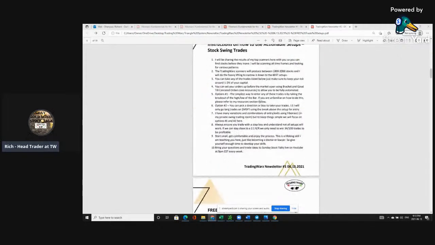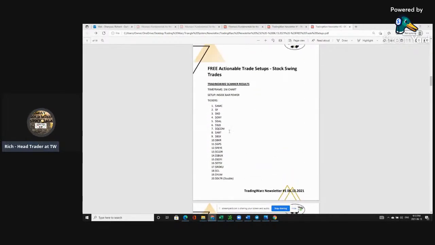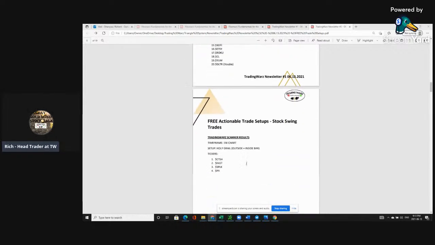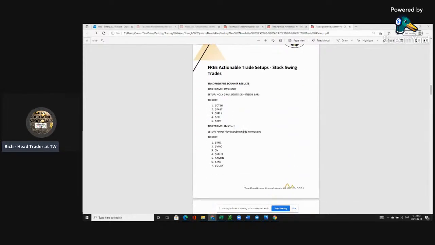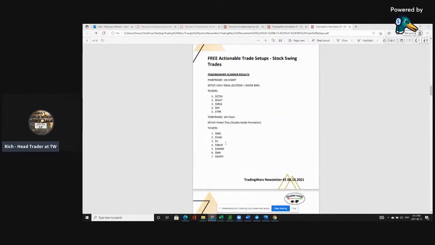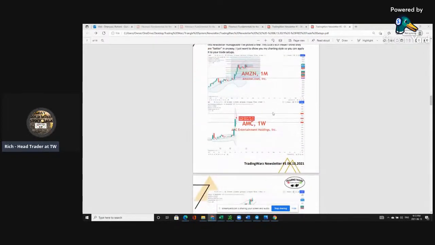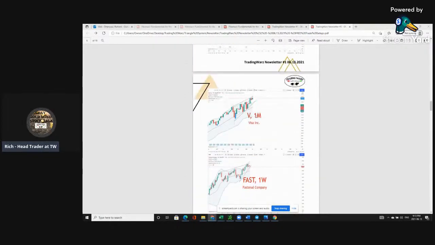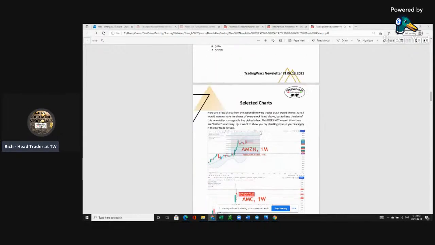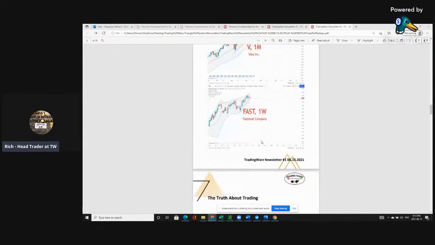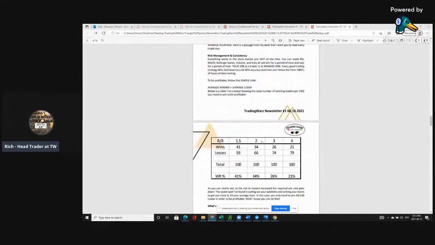And then again, here are the instructions on how to use it. And these are the new results for the scanner. We have 20 more picks there. And then we have the Holy Grails and the Power Play. The Power Play is something new. I'll talk more about that later. I have some charts for you here. I really like Visa, and I really like Amazon. I think Amazon is getting ready for a big move. And then again, the truth about trading.